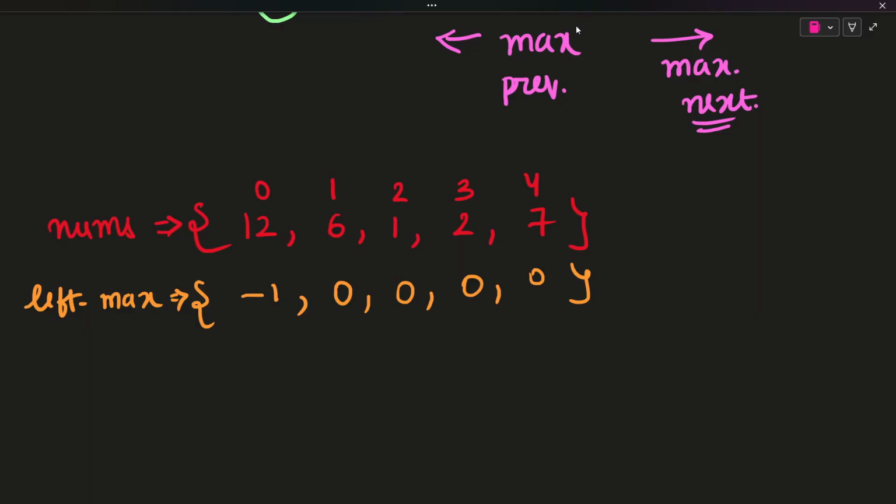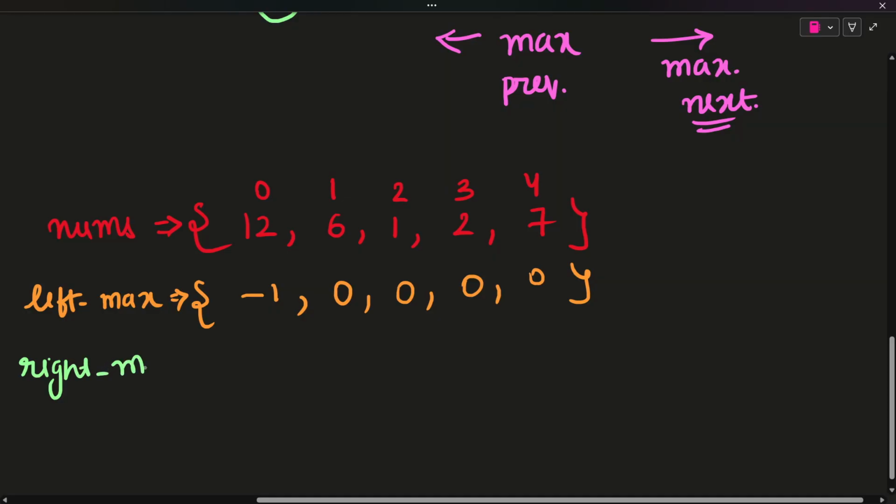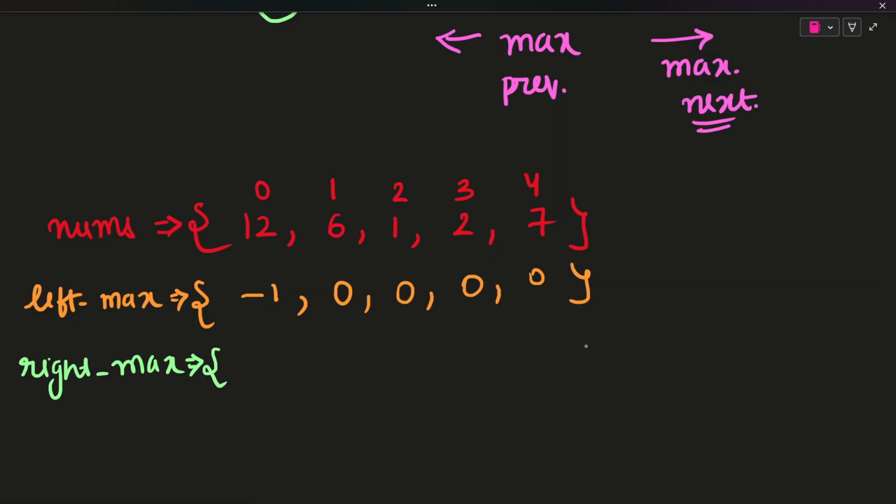Okay, now let's just take the right max. Tell me one thing, for this 7, what's the maximum value on the right? No one, right? For this 2, it will be 4, right? For this one, it will be 4, right? For this 6, it will be 4. And for this 12, it will be -1. Okay, now we just need to compute, right?